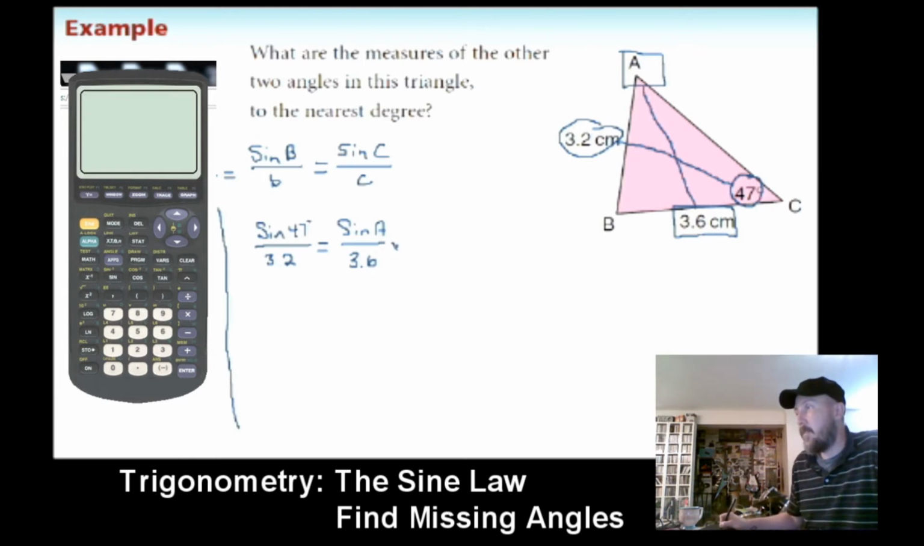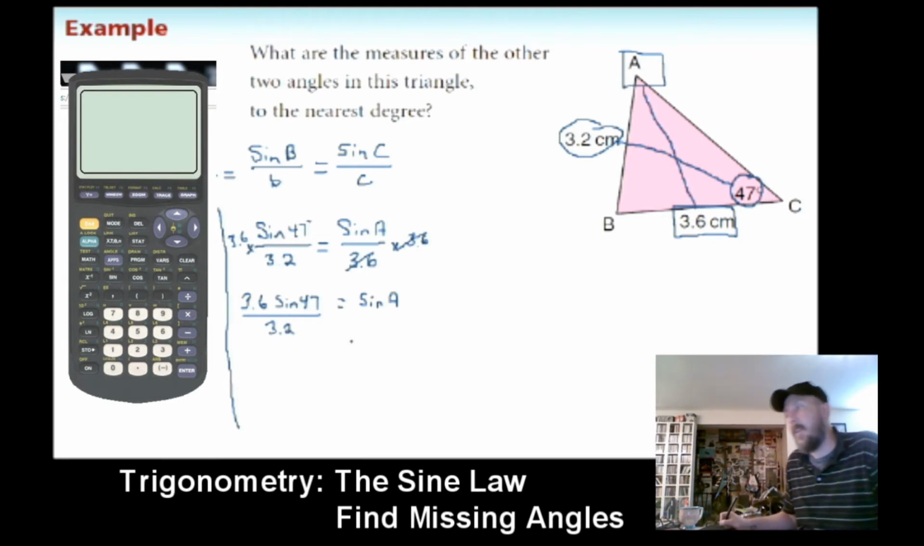I'm going to times both sides by 3.6 to move that 3.6 because I don't like it at the bottom there. If you can think of it as bringing it to the top and multiplying, that's fine. I'm just putting this step here. These go away. So I've got sine A equals, we got a big bunch of stuff here, 3.6 sine 47 divided by 3.2.